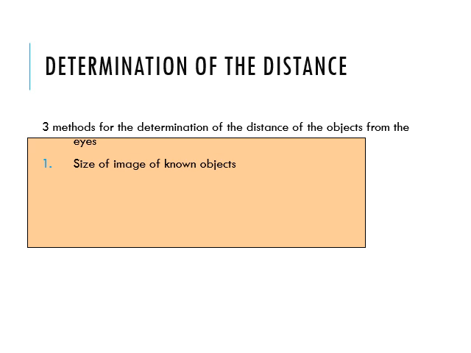Now, determination of distance. How can your eye determine the distance of an object from the eyes? This is by 3 methods. The size of the image of a known object. For example, you know the size of an object, so your mind can automatically calculate the distance of the object from you. The phenomenon of moving parallax and the phenomenon of stereopsis.